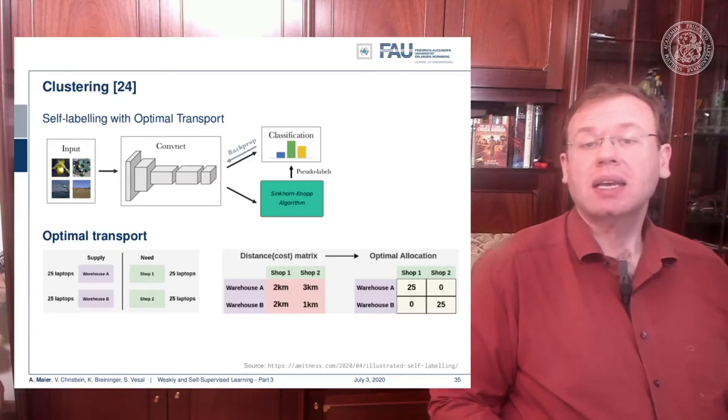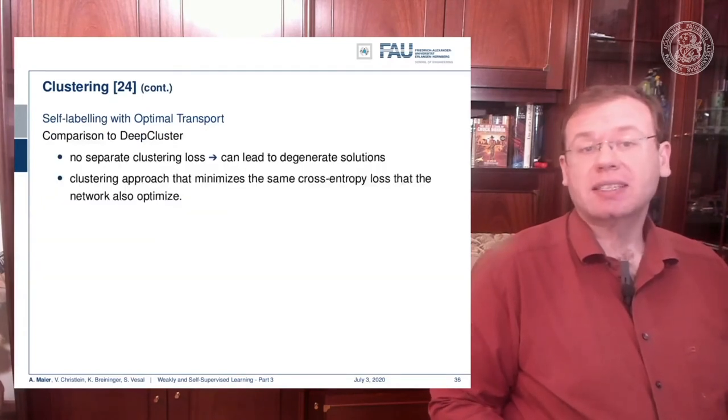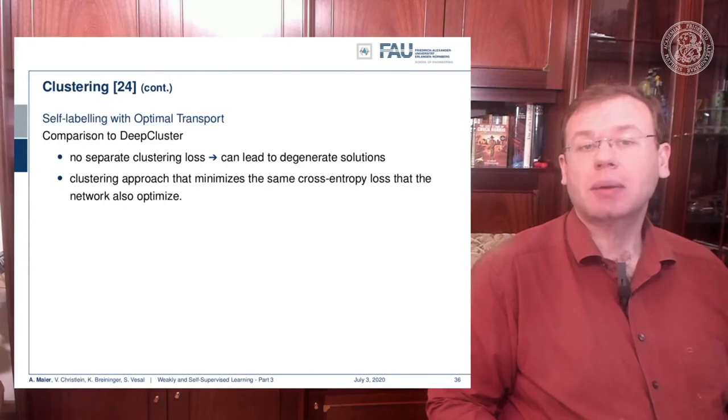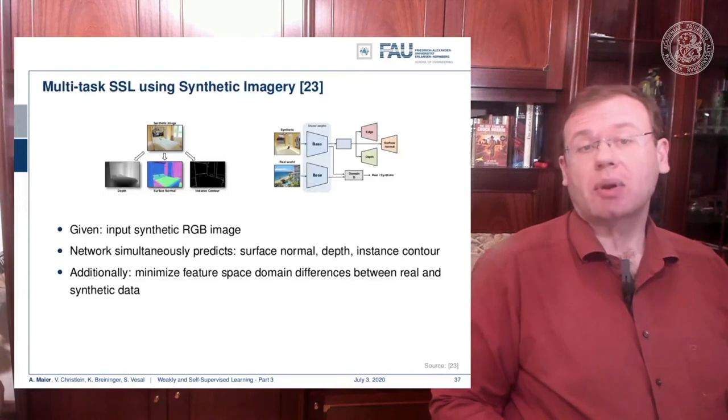If you compare DeepCluster with the optimal transport, you may want to keep in mind that if you don't have a separate clustering loss, this can lead to degenerate solutions. Also keep in mind that the clustering approach minimizes the same cross-entropy loss that the network also seeks to optimize.